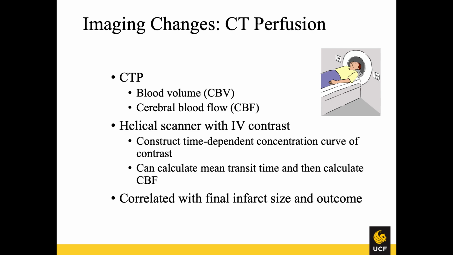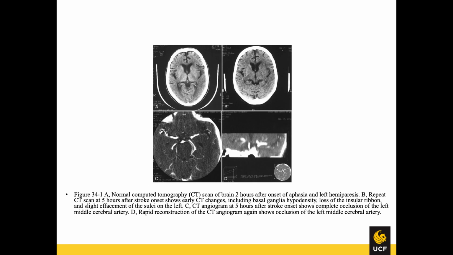CT perfusion scan can look at cerebral blood flow and blood volume. A helical scanner with IV contrast can show you time-dependent concentration curves of the contrast, and you can calculate a mean transit time and calculate cerebral blood flow from that. And that's correlated with a final infarct size and outcome. And this is where you can see in a couple of different images I pulled here.